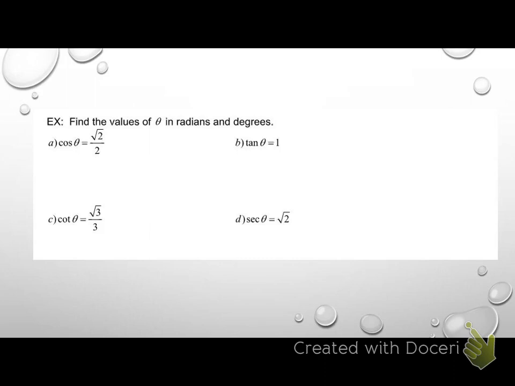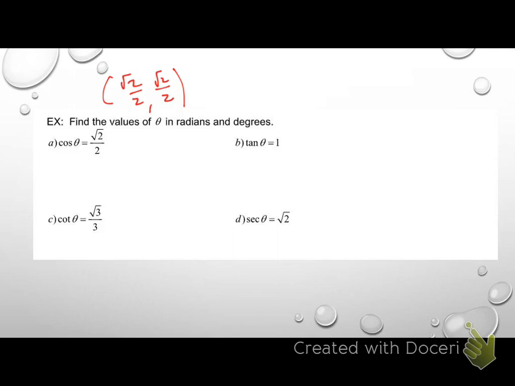I guess these next couple I need to talk to you a little bit about how to get these as well. So cosine theta equals radical 2 over 2. I want to find the value of theta. What is the angle measure that puts cosine at radical 2 over 2? If you look at your unit circle, for cosine to be radical 2 over 2, that means the x-coordinate has to be radical 2 over 2. Well, when that happens, the y is radical 2 over 2 also.